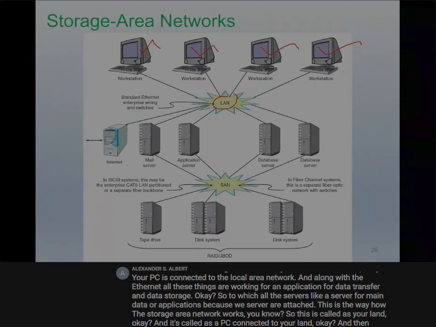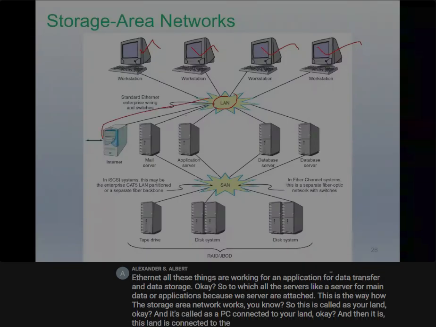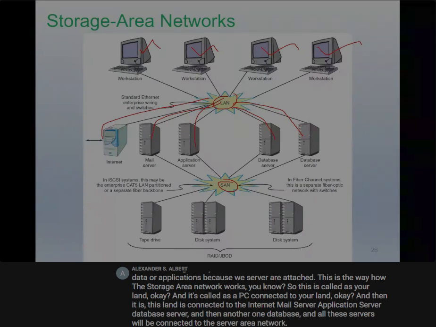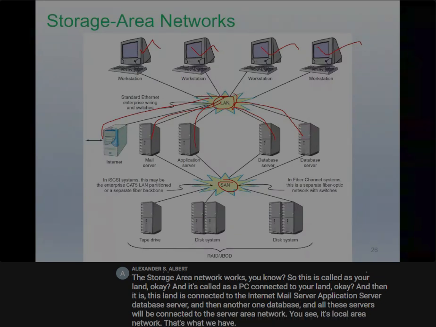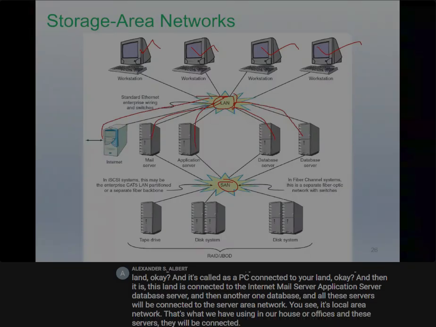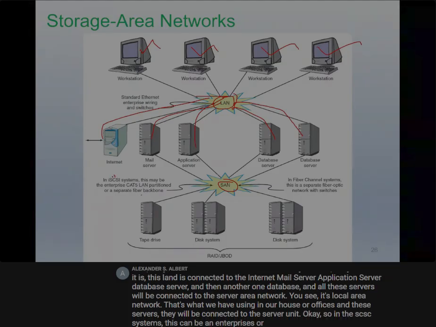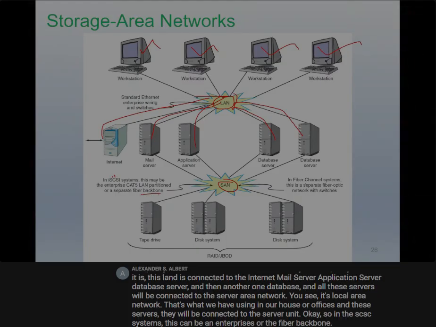Then this LAN is connected to the internet, the mail server, application server, database server, and another database server. All these servers will be connected to the storage area network. You see, the local area network is what we are using in our houses or offices, and these servers will be connected to the storage area network. So in the SCSI systems, this can be an enterprise or fiber backbone, or fiber channel systems.